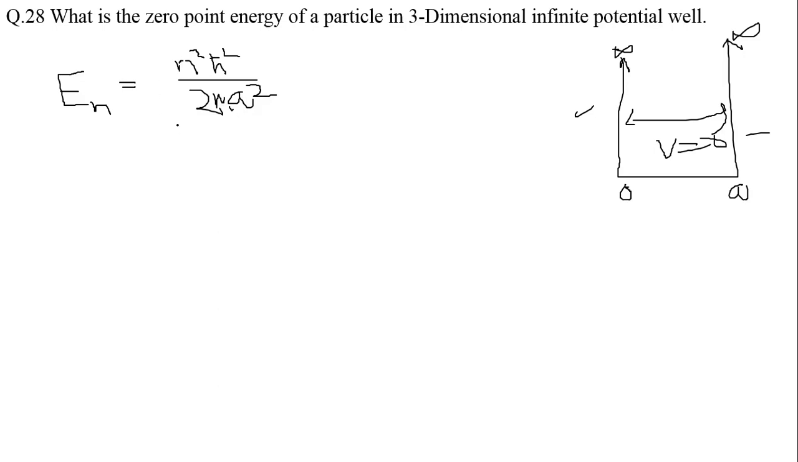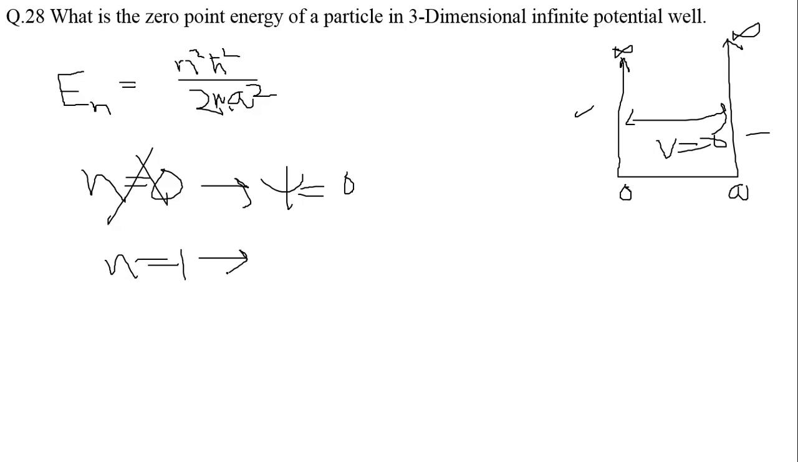The values of energy are n square h square by 2m a square, where n is the quantum number representing the state. Here n can't be 0, because for n equals 0 the wave function becomes 0, and then the particle is not present there. However, we are considering the particle inside the box, so n equal to 0 is not acceptable. So n equals 1 is the ground state.